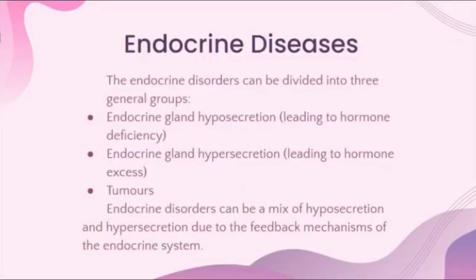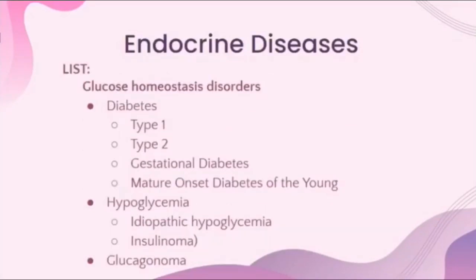Generalized endocrine disorders can be divided into these three groups: endocrine gland hyposecretion, which could lead to hormone deficiency; endocrine gland hypersecretion, which could lead to an excess of hormone; and tumors. Here's a list of the diseases, categorized by disorders.